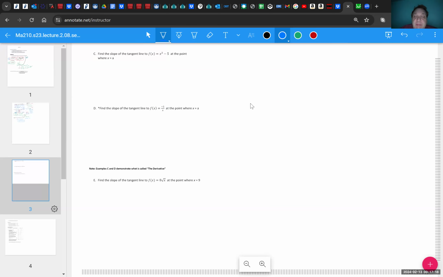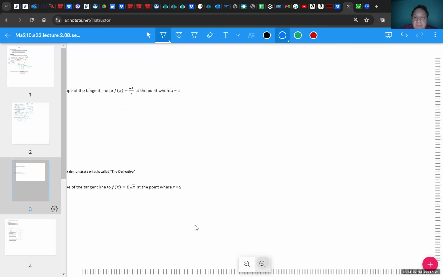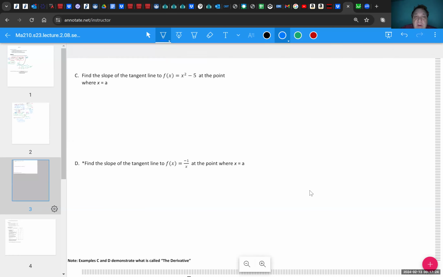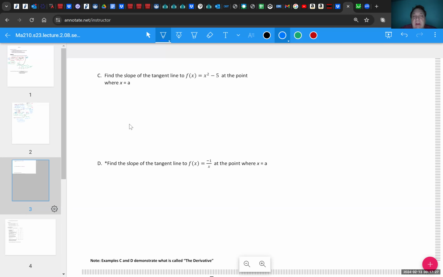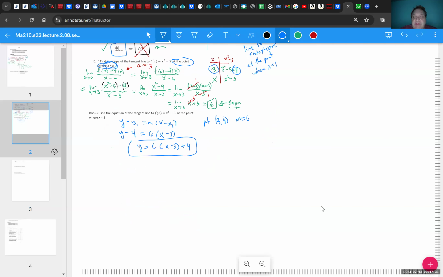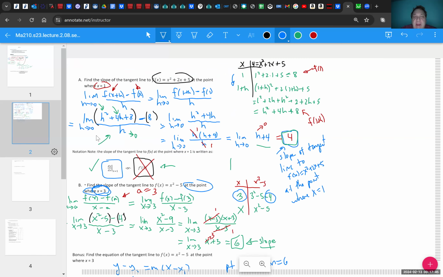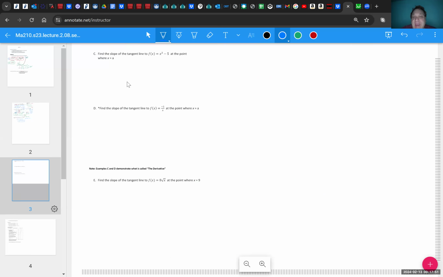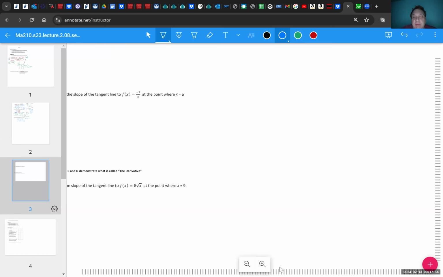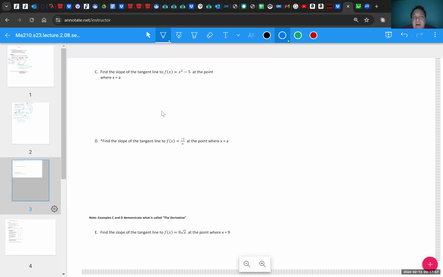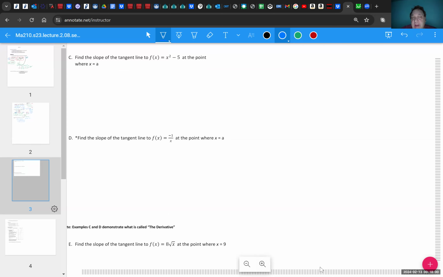All right, so here's the last couple problems. Part C says find the slope of the tangent line to f(x) = x squared minus 5 at the point where x equals a. Hey, wait, wasn't that the problem we just did? The last problem we did said at the point where x equals 3. And this new problem says the point where x equals a. So the only thing we've done is replace the number 3 with a.